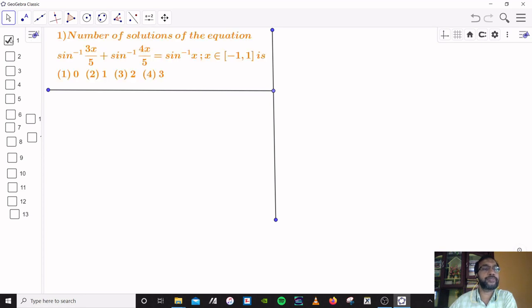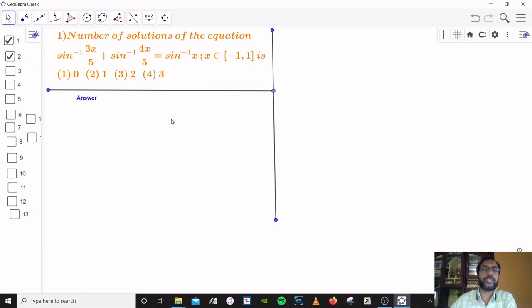Question is, the number of solutions of the equation sin inverse 3x by 5 plus sin inverse 4x by 5 is equal to sin inverse x, where x belongs to the closed interval minus 1, 1, is. Options are 0, 1, 2, 3. Let us go to the answer.